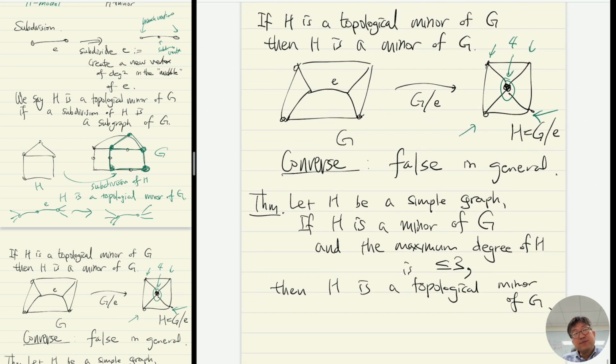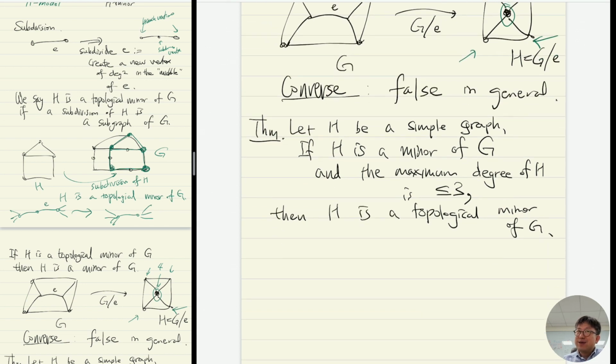So what this theorem says is that this example is essentially the obstruction. I mean, this example has a vertex of degree 4, and that's the reason why we couldn't get a topological minor, even though it is a minor. But in general, if we have a minor which has a maximum degree at most 3, then it is a topological minor. Why? Why is this the case?